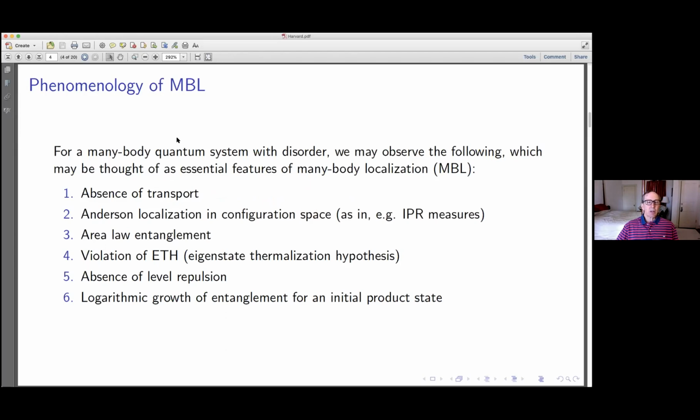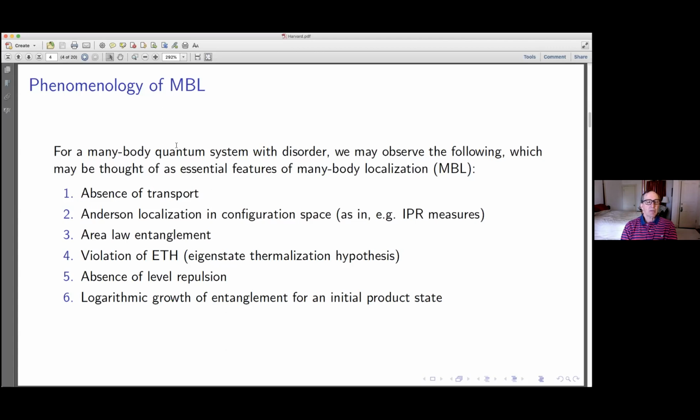except that's really just a single particle problem, whereas now we're talking about a many-body system. But you can think of MBL as kind of Anderson localization in configuration space, that is the configuration of all those spins. And you can measure it, for example, with IPR measures. In terms of entanglement, you have area law rather than volume law.